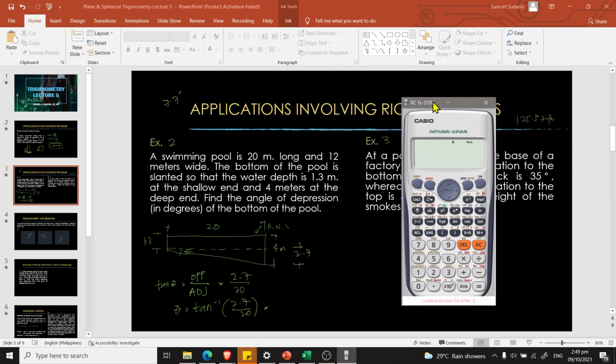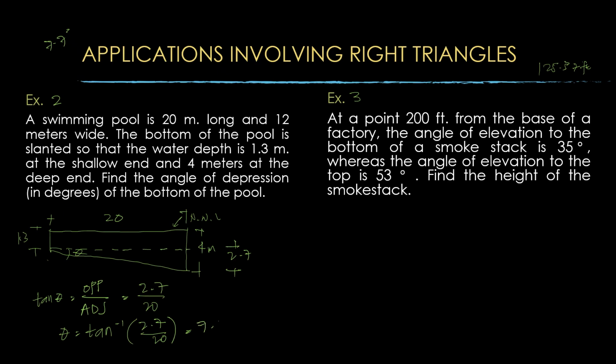Say you have the fx-570ES Plus. In order for us to find the value of the angle, we need the arctangent. How do you do that? You press shift and tangent, then input the values 2.7 over 20. This is now the value of your angle, 7.688, or let's just say it's almost equal to 7.7 degrees. Questions?